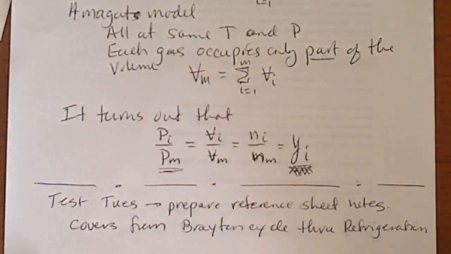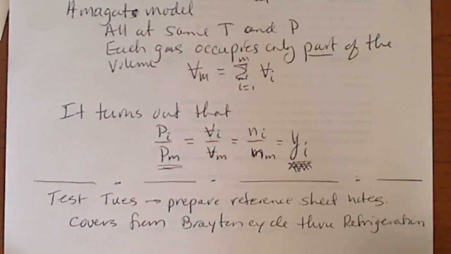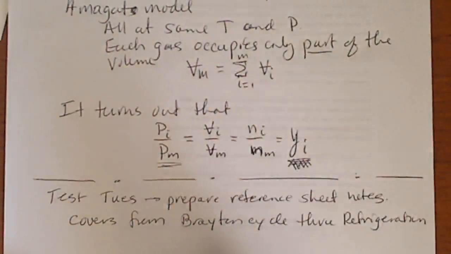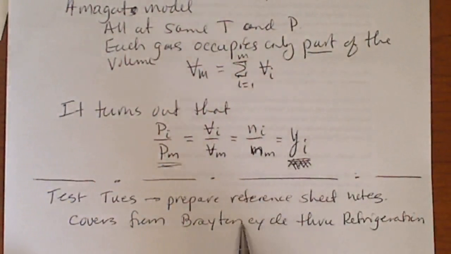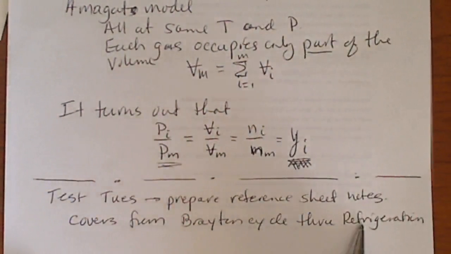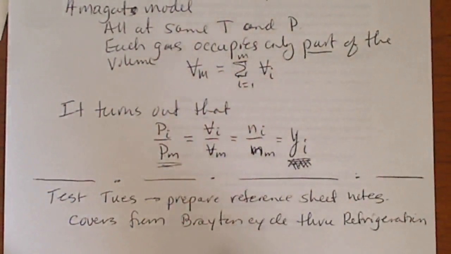We had the cascade cycle, we had the two-stage compression cycle. I worked out an example at the beginning of class today using Excel. So all of those are fair game, and I think you can expect maybe one problem out of each of these categories, right? That's what you can expect on a test for Tuesday.